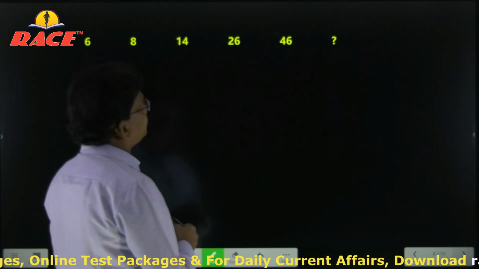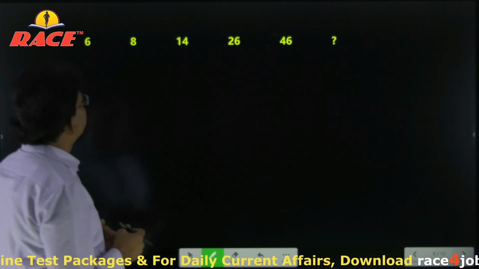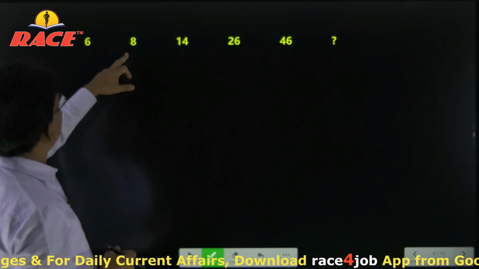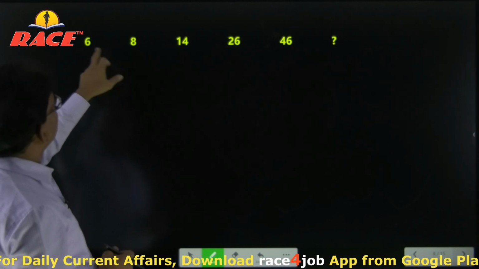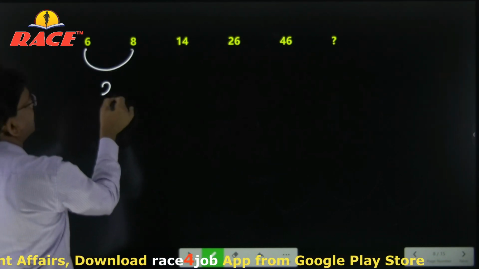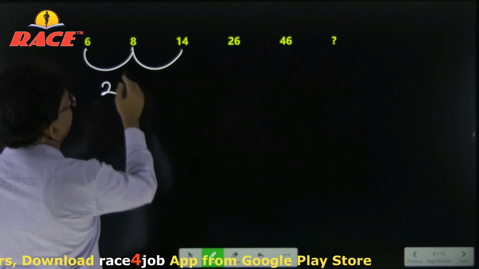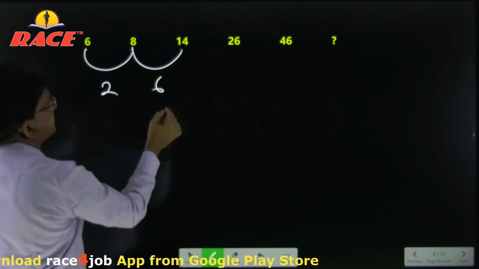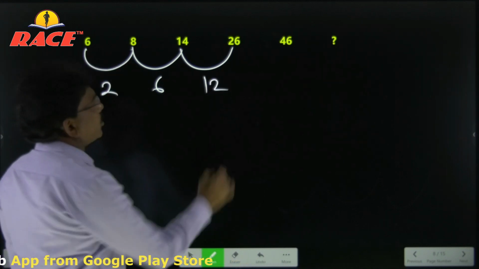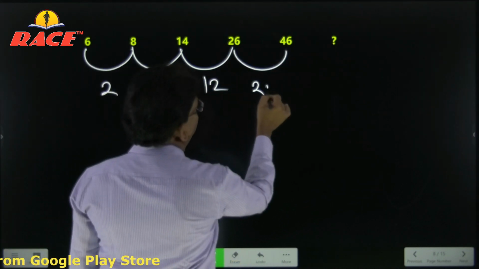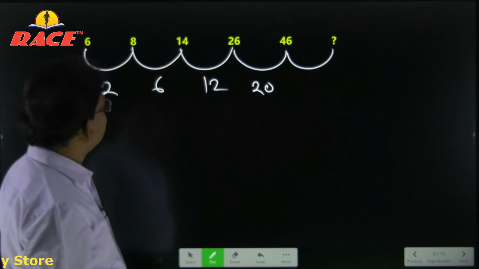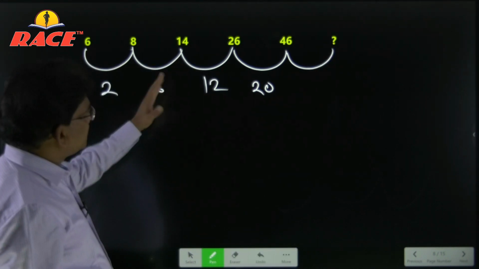Okay, see this one. Can we make out anything? 6, 8, 6 into 1, fine. 6 plus 2, no. Let me go for the difference. Difference is 2. 8 and 14, difference is 6. Then 14 and 26, difference is 12. 26 and 46, difference is 20. What should be the pattern? Can we make out anything? 2, 6, 12, 20.